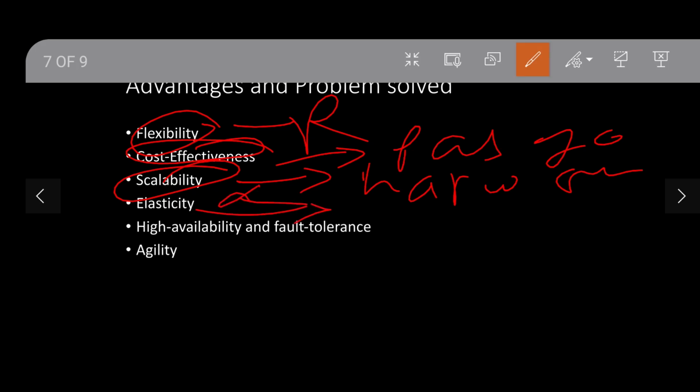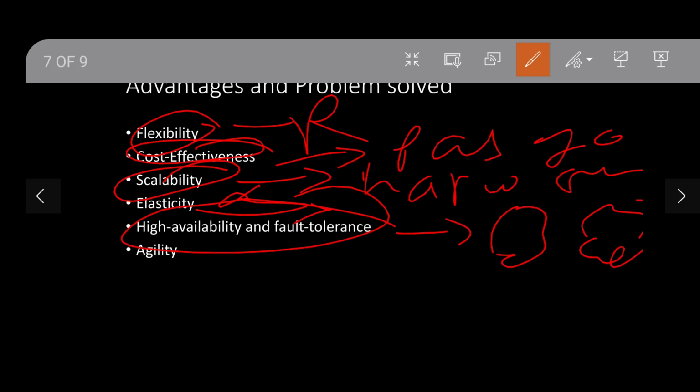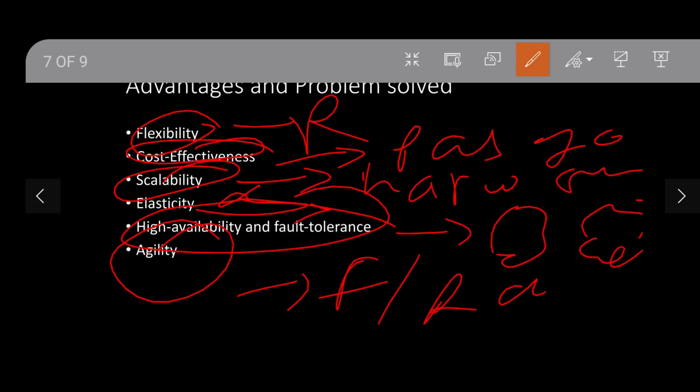High availability and fault tolerance: the provider has data centers across the globe, so there will be no fault and no delay in getting your data. Agility: it is used for fast and rapid application development.